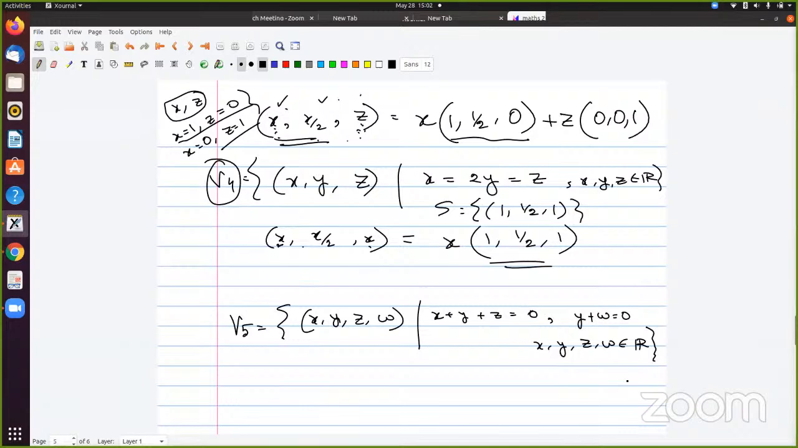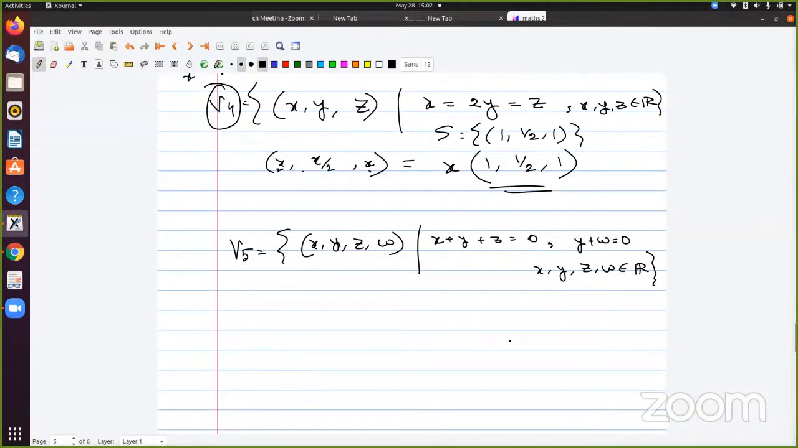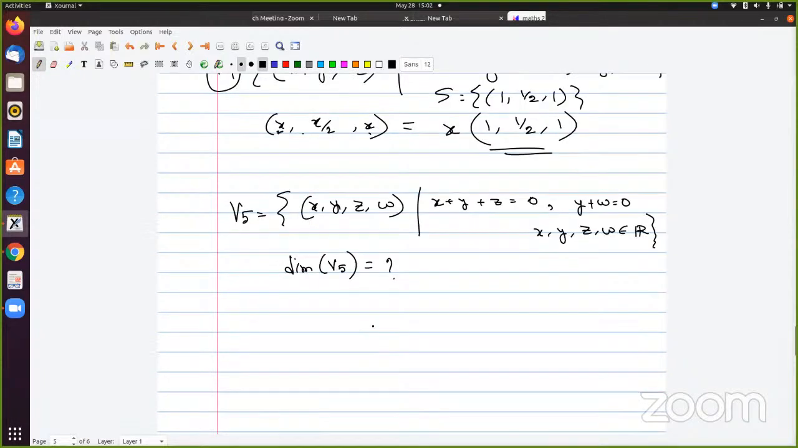So I am going to R4 because I want to give you a clear idea, so don't panic seeing R4. I want you to find the dimension of V5. Let's observe what I am doing here. First, x plus y plus z equal to 0 is one condition and y plus w is another condition, right?